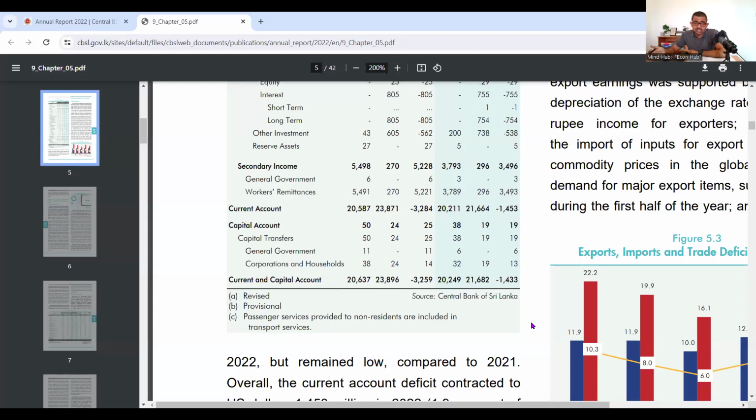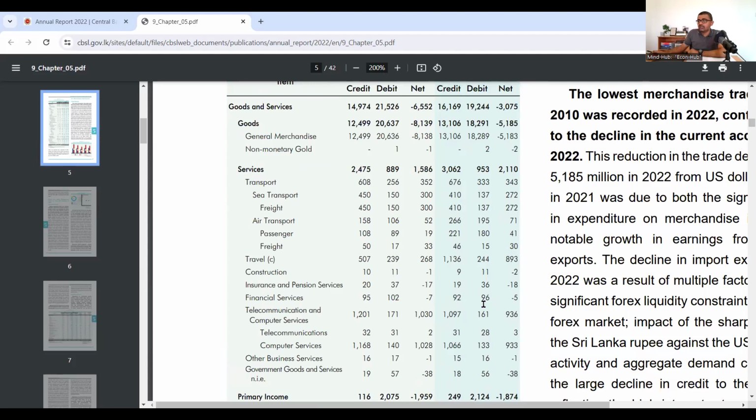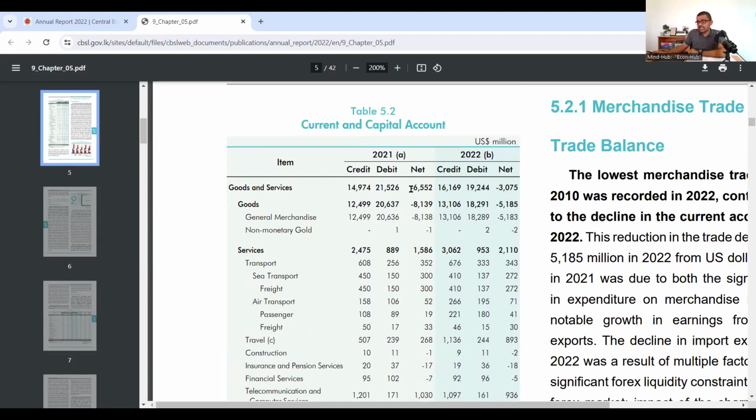The reason is we restricted so many imports, and when the rupee depreciated so much, our importing ability reduced further. So all these things together show that our current account is doing okay. Not a surplus, but doing okay, right? If you take the trade account, goods account, also you see from 6,552, it has reduced by almost half, or more than half, to 3,075. So those reductions are the result of strict import controls.